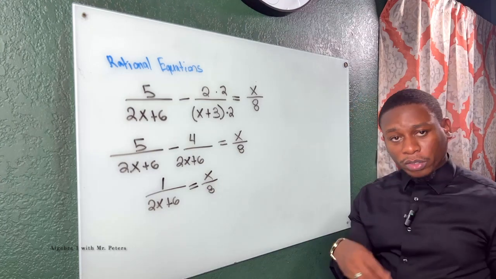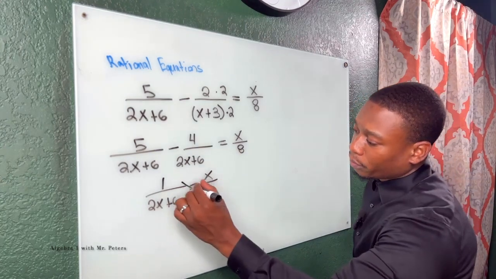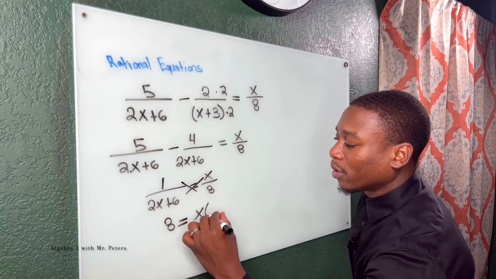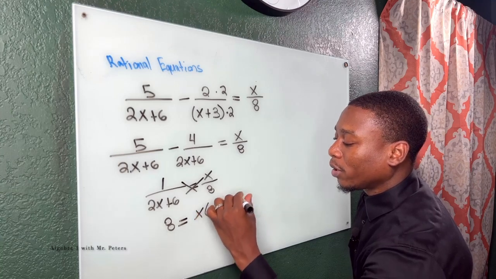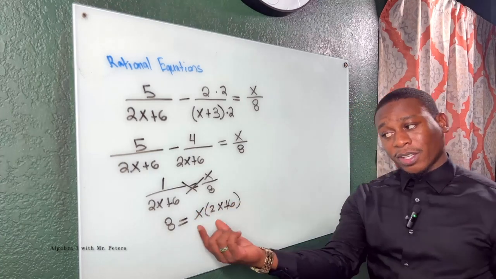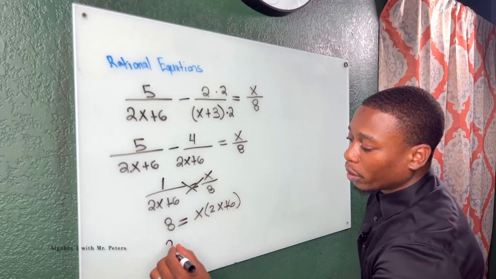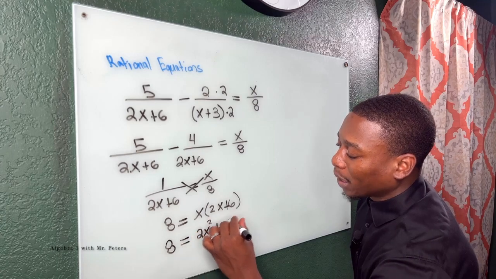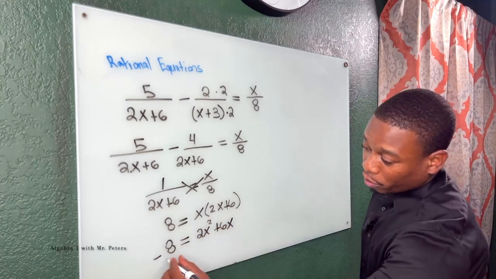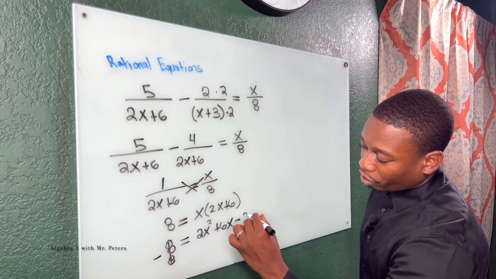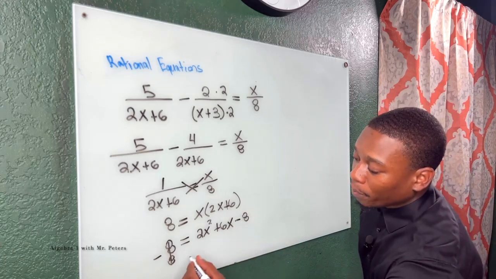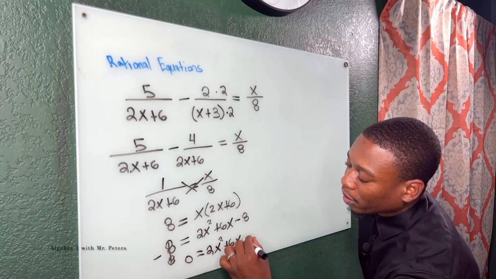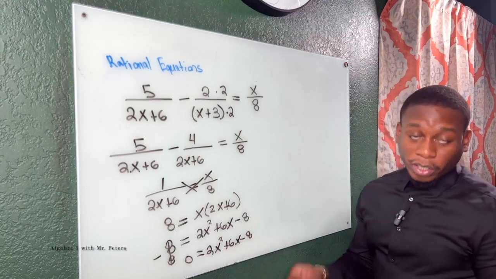And then now we go into the cross multiplying. 8 times 1 gives me 8, and this is equal to x times 2x plus 6. So we should know that this is going to give us a quadratic equation, meaning what? 8 is equal to 2x squared plus 6x. I'm going to subtract 8 from both sides to create that quadratic equation. Now we have 0 is equal to 2x squared plus 6x minus 8. So now I'm going into factoring.